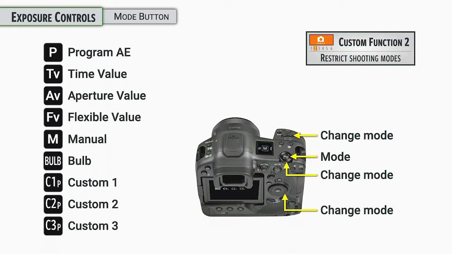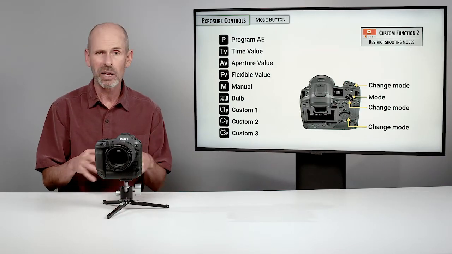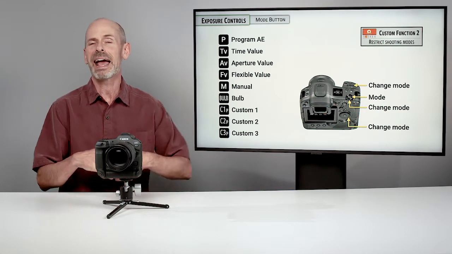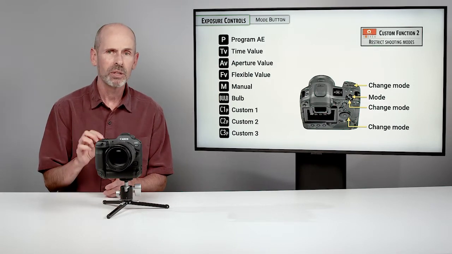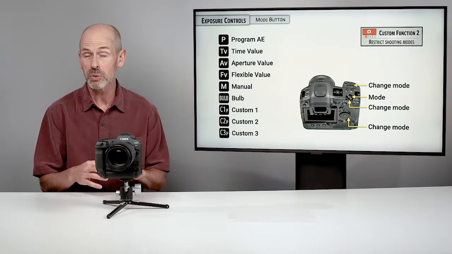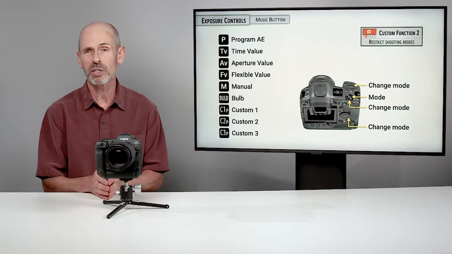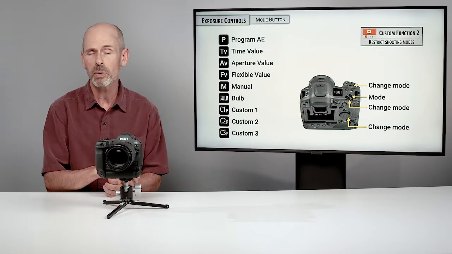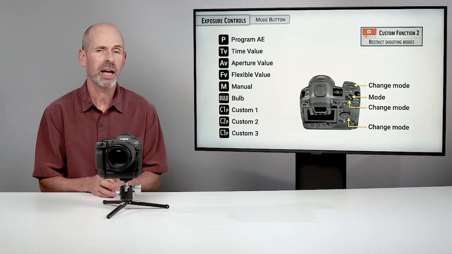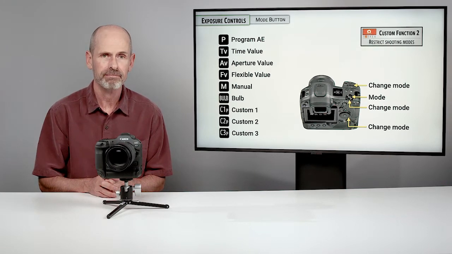If you find that there are some in here that you never use, you think are dumb, you don't even want to see them in the options, you don't want to accidentally set your camera to them, you can go into custom function number 2, restrict shooting modes, and you can eliminate these from the option list when you press down on the mode button. So let's just say you find flexible value really goofy. You uncheck the box for that particular feature and it doesn't show up when you press the mode button. And so you can just simplify things down to exactly what you use on the camera.